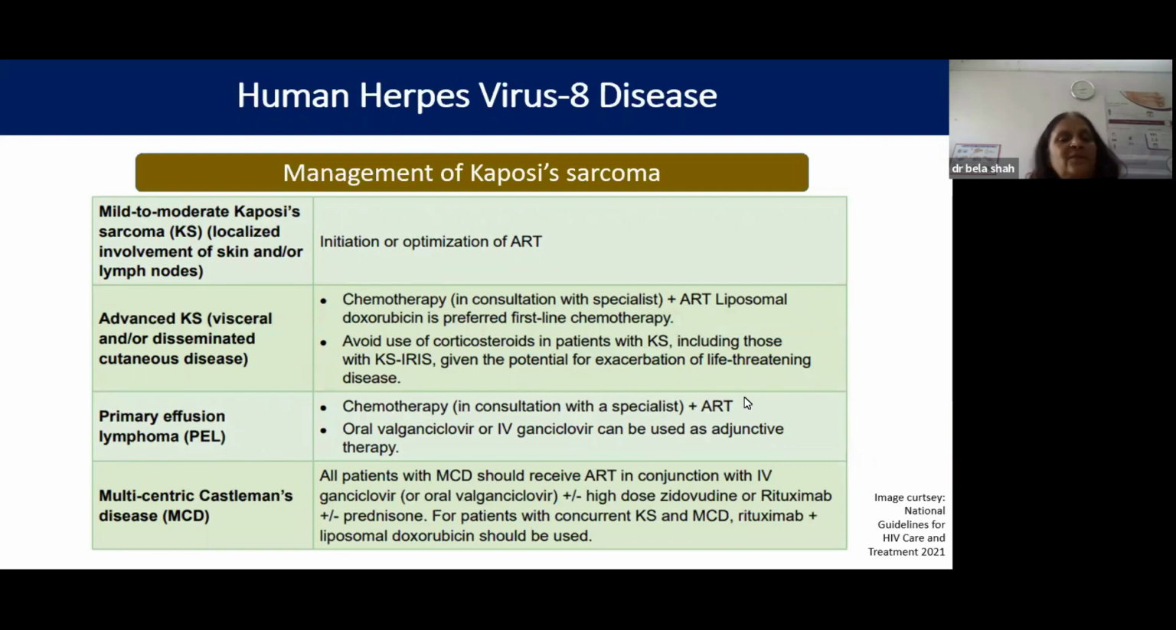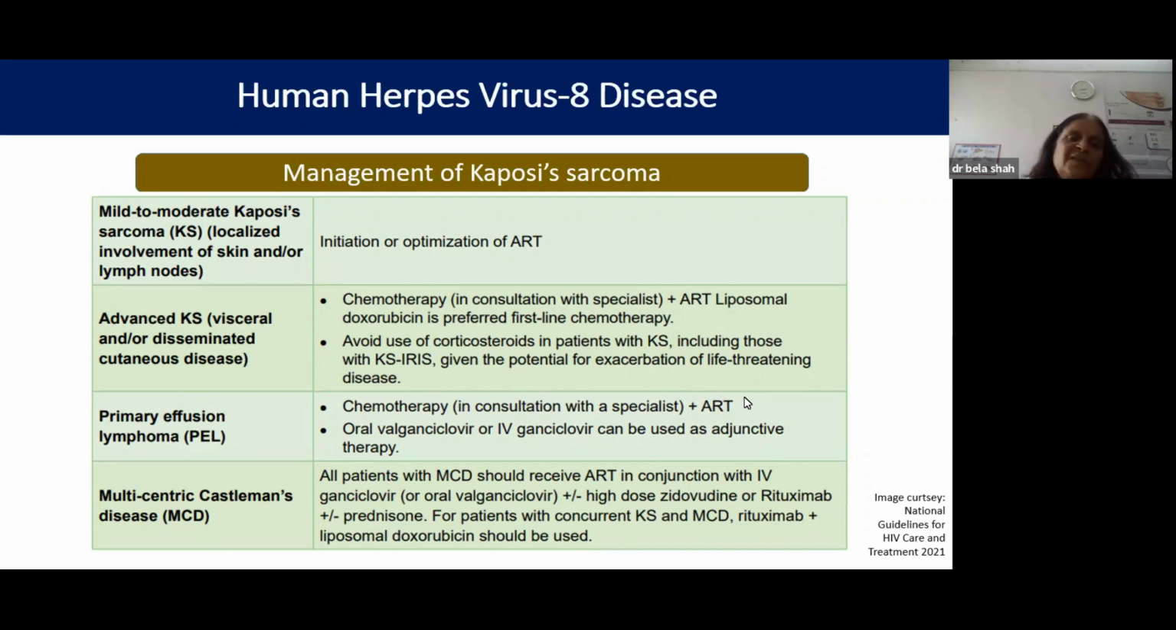Of course, if you are able to diagnose primary effusion lymphoma due to herpes virus, again, it has to be chemotherapy, in the form of ganciclovir, intravenous ganciclovir. This is the drug of choice.